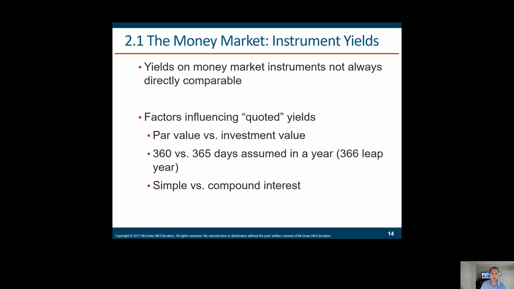Yields on money market instruments are not always directly comparable. Factors influencing quoting yields: par value versus investment value. Some bonds use 360-day years versus 365. And then you always have to be on the lookout for whether someone is quoting you interest on a simple basis or compounded. You want to make sure you're getting like for like.